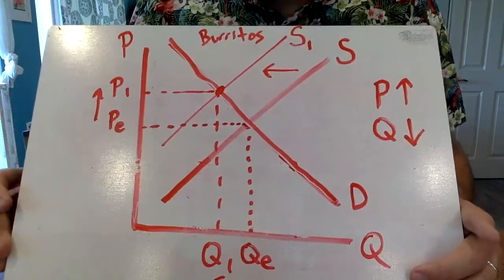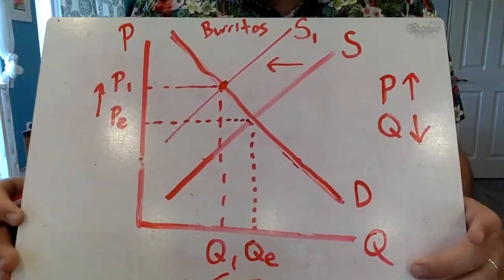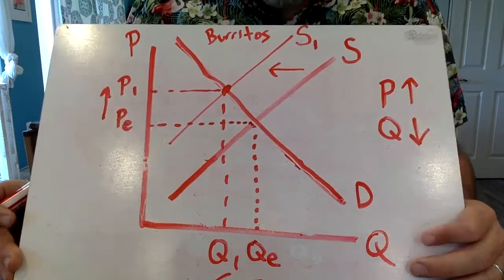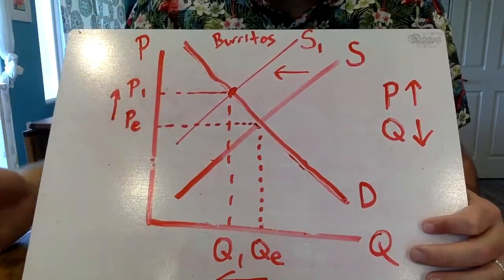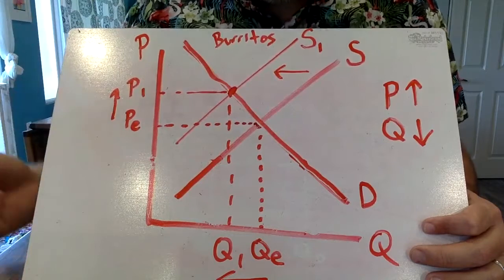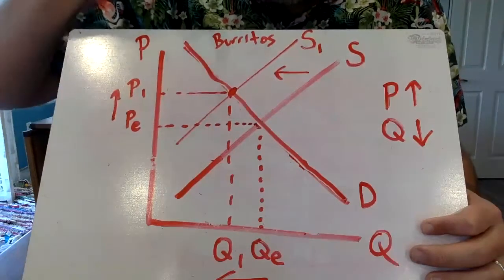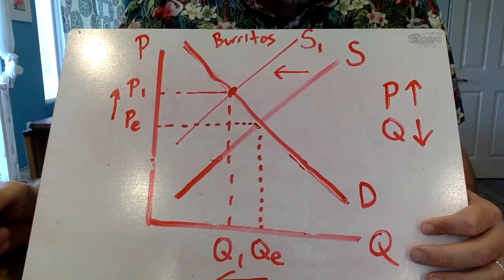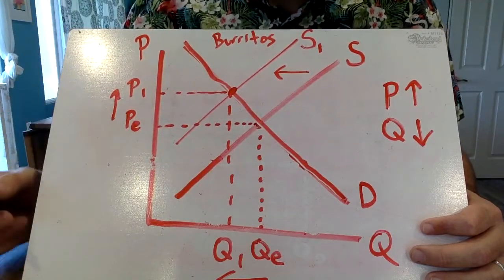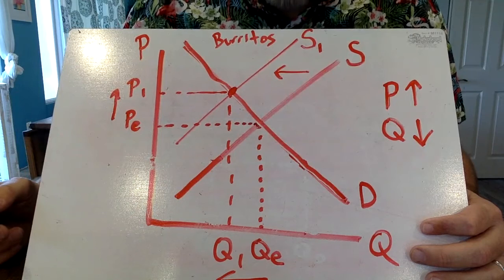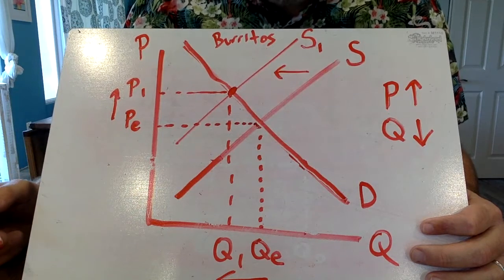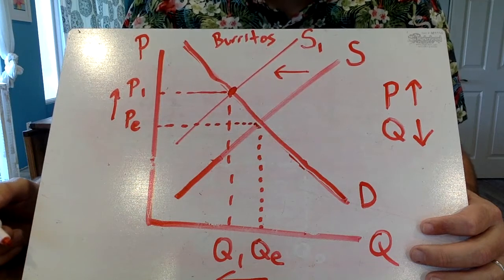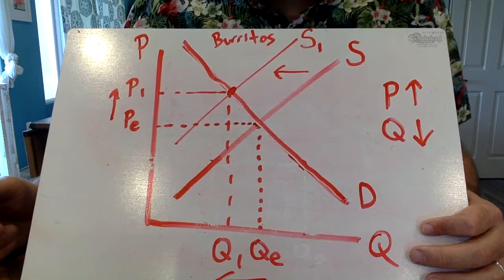And the law of demand says that when price goes up, quantity demanded must go down. Now, how do I show that? I already did. I've already showed it. Because remember, a change in price does not shift your curve. A change in price is going to lead to a change in quantity demanded or quantity supplied.